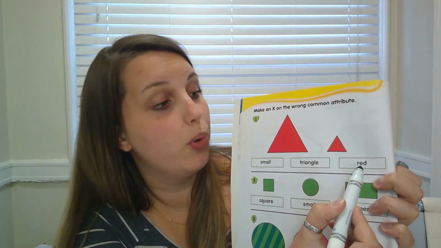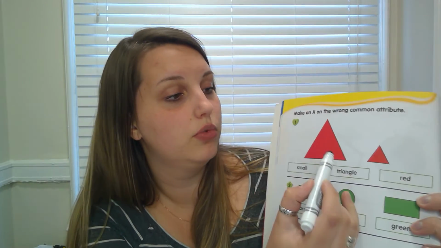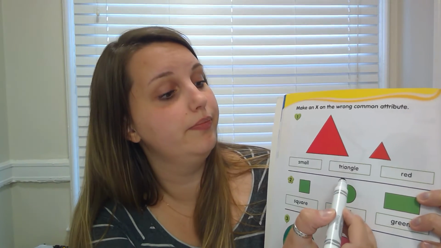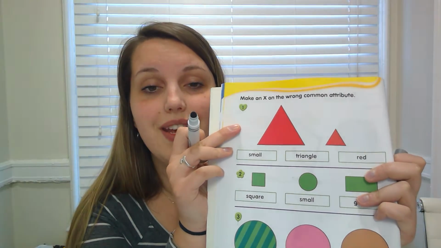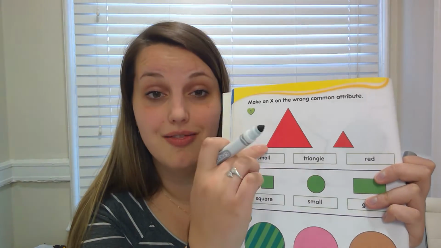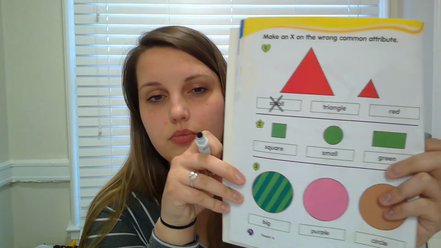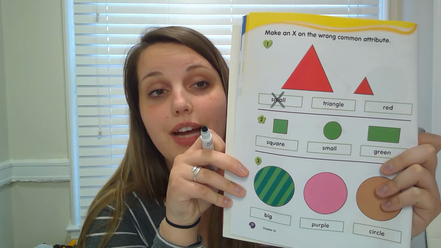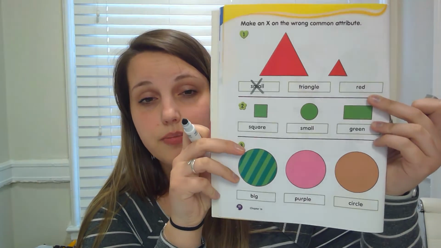Let's go this way. Are they both red? Yeah, right. Are they both triangles? Triangle, triangle. Are they both small? No, only 1 is small. This one is smaller than this one. So we need to put an X through that to show that is not a common attribute or a common trait that they share. So putting an X through small with your pencil, that is not the common attribute or trait that they share. But they both are triangles, and they're both red triangles.